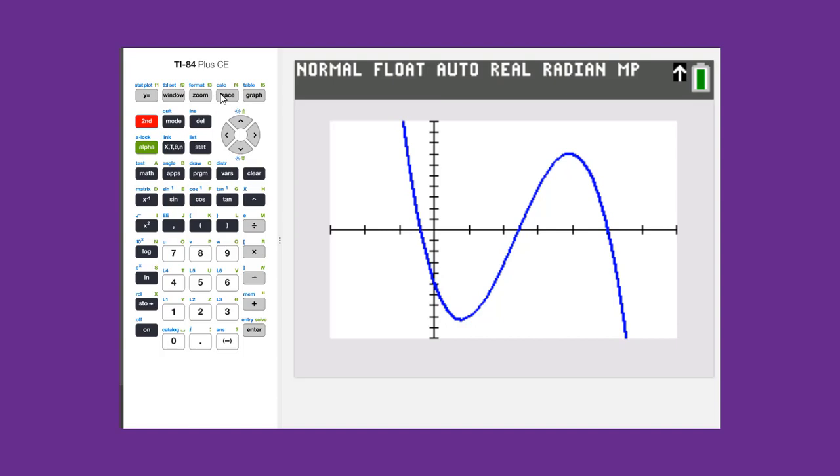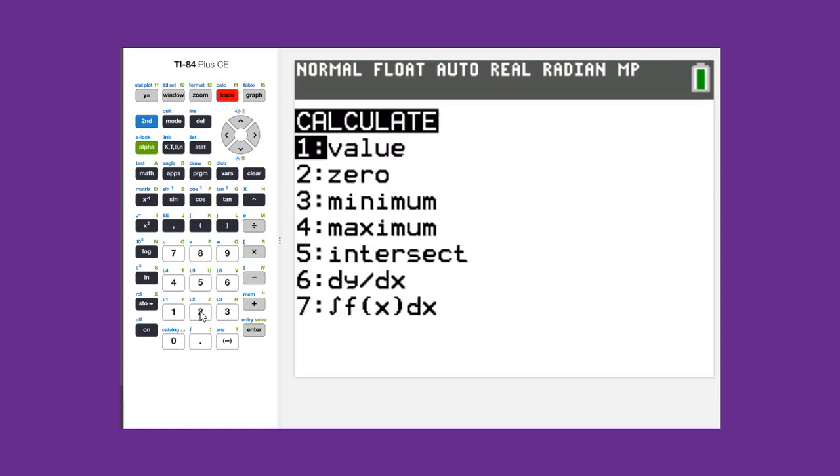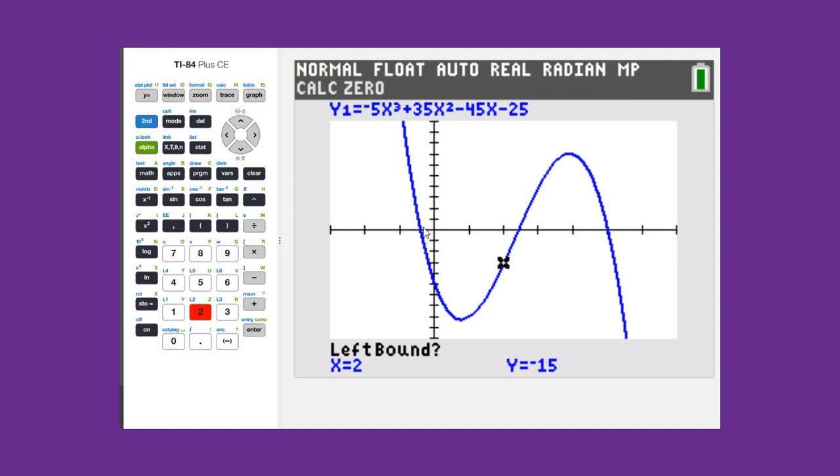So I will do the second trace. I'm looking for 0. I press 2. I'm looking for the first 0. They ask left bound, so you have to move the arrow to the left side of the first 0. It doesn't matter how far from this 0, as long as it's on the left side of this 0, it's good. So I put the enter. Then I go to the right side because they ask you right bound. So enter. Then enter again. That's the first 0.